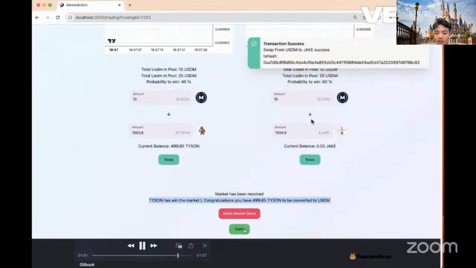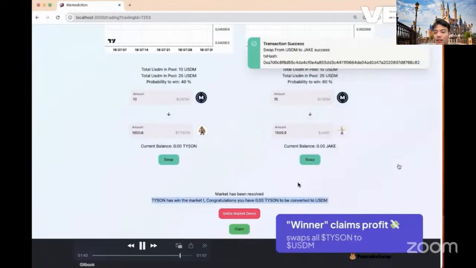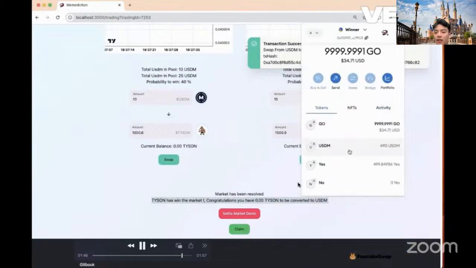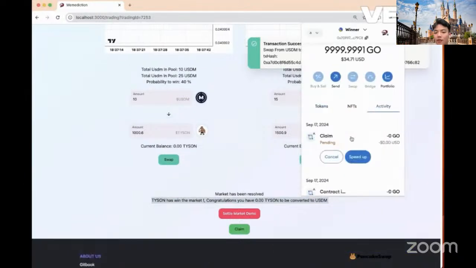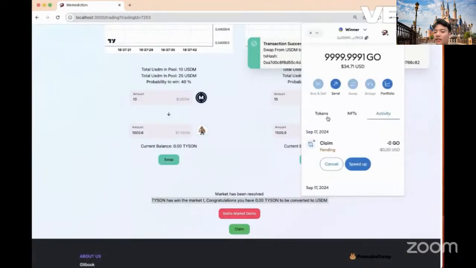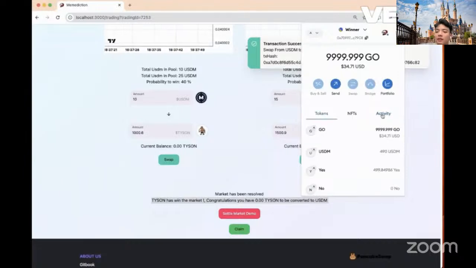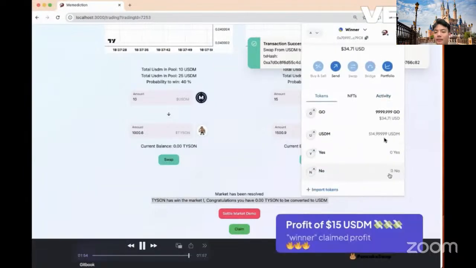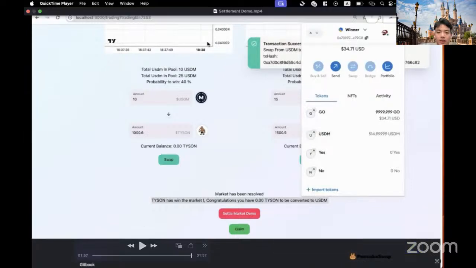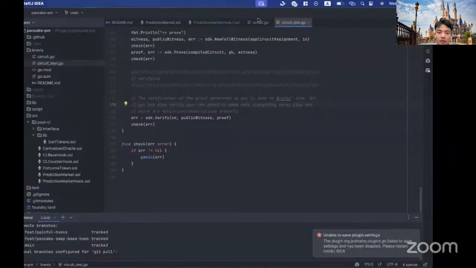Let's see how much USDM there is before. There's 490 USDM, and now we want to claim. There should be 490 plus 10, which is the initial amount of USDC, plus 15 from the losing side. There should be 515 USDM. Yep, so we have 515 USDM here. Okay, sounds good.